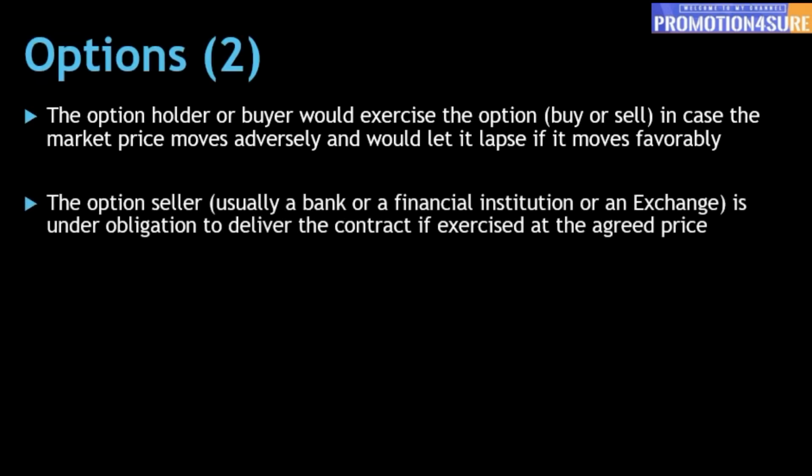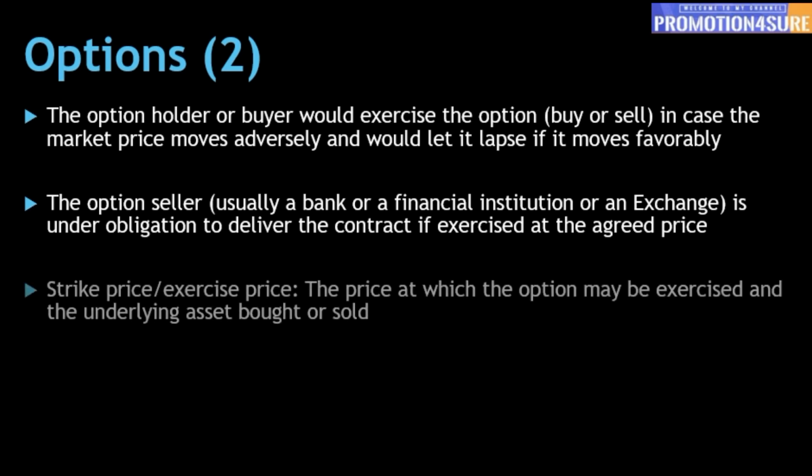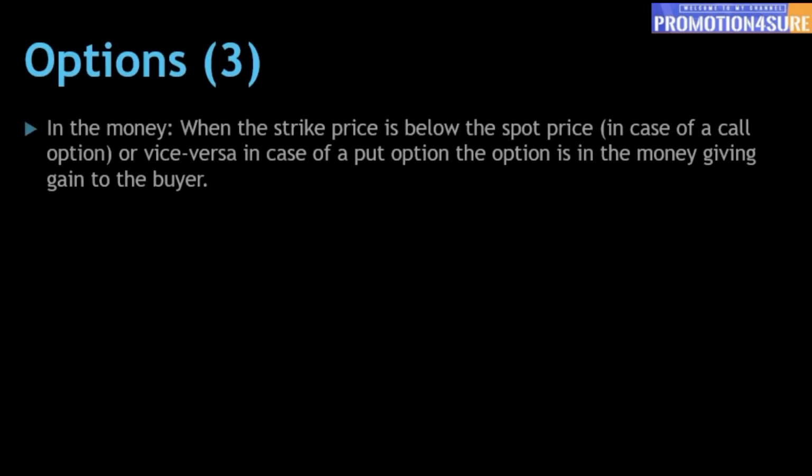Now, the option holder or buyer would exercise the option in case the market price moves adversely and would let it lapse if it moves favorably. The option seller is under obligation to deliver the contracts if exercised at the agreed price. Strike price or exercise price is the price at which the option may be exercised and the underlying asset bought and sold.